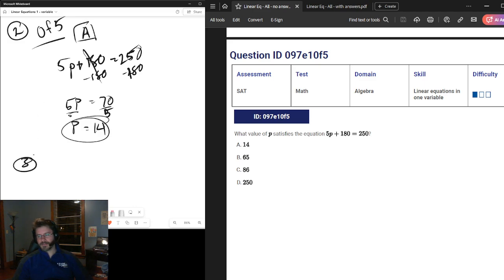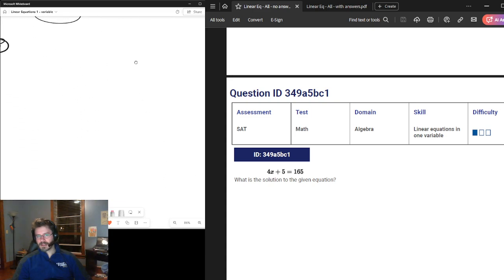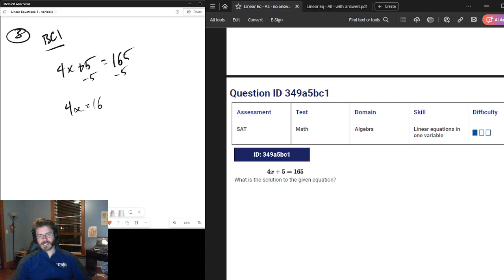Question 3. We get code BC1. Linear function again in a standard or slope-intercept form. What is the solution? So again, same kind of thing as we've been doing. I'm noticing a trend on these that it's just basic algebra. Subtract the 5, 4x equals 160. Divide by 4, because that's what we do. Those cancel, we get x equals 40.